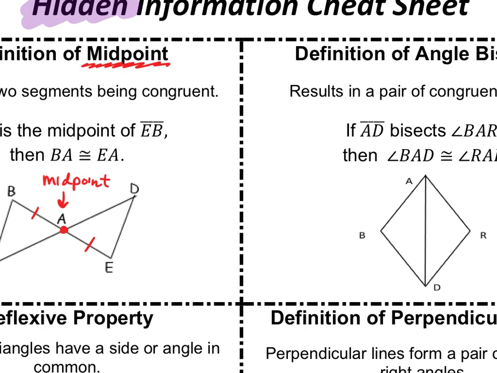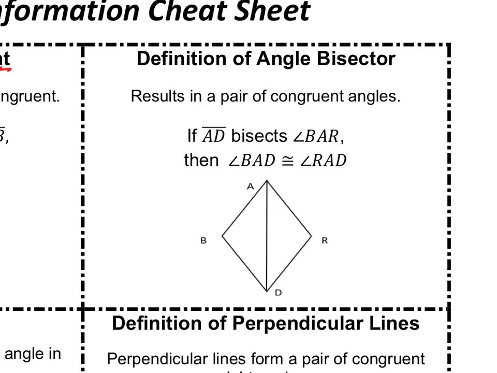If, let's say, instead of midpoint, they tell you that something is an angle bisector. Angle bisector is back from Unit 1. This is what we learned in like August. It results in a pair of congruent angles. So if we're saying this line AD bisects the angle BAR, what it's really telling me is that this angle here is congruent to this angle here. They would be the same angle. BAD is congruent to RAD because it's split exactly in half, kind of like the midpoint. An angle bisector is the midpoint of an angle, essentially.